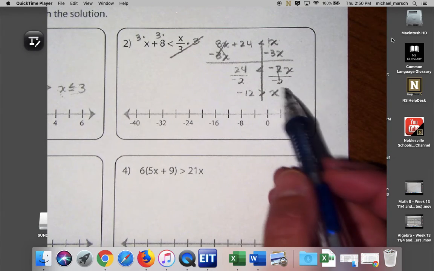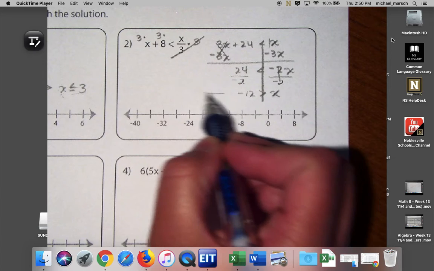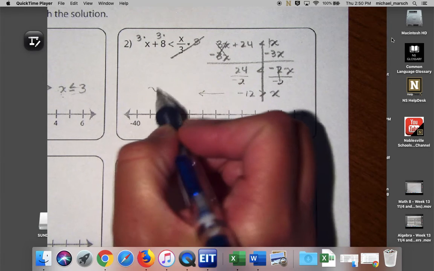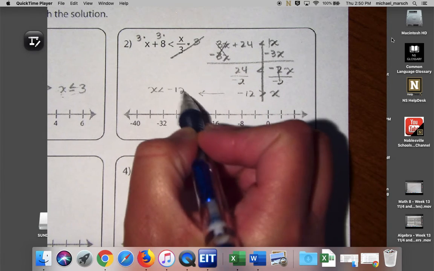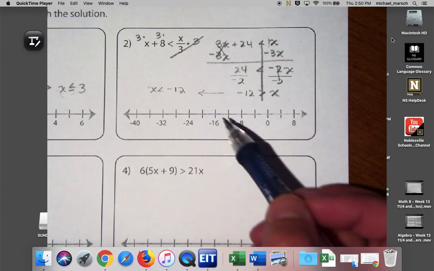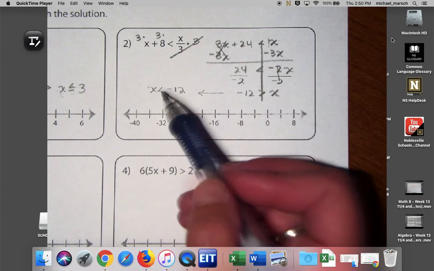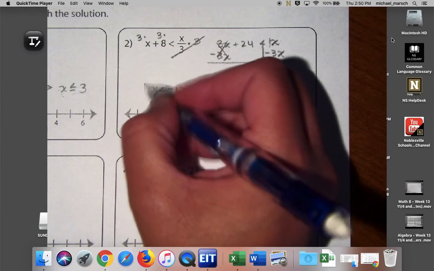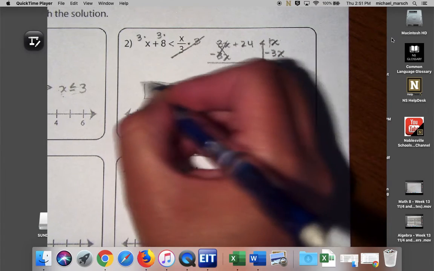But you guys know how I feel about this. So what I'm going to do here, Jake, is I'm going to rearrange it so it says x is less than -12. It means the exact same thing. I just put it in an easier way so I can actually graph it.